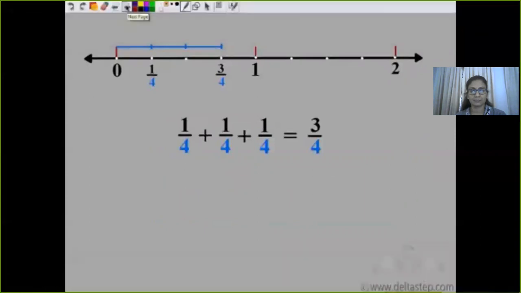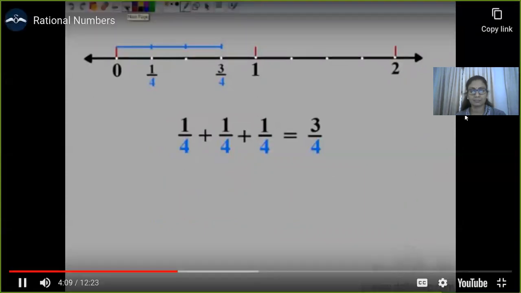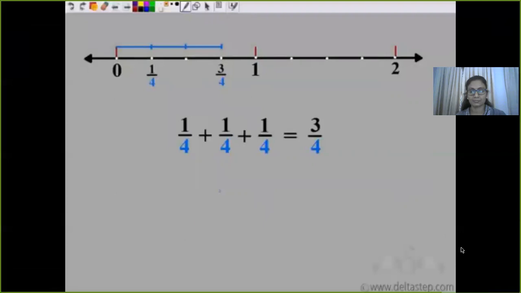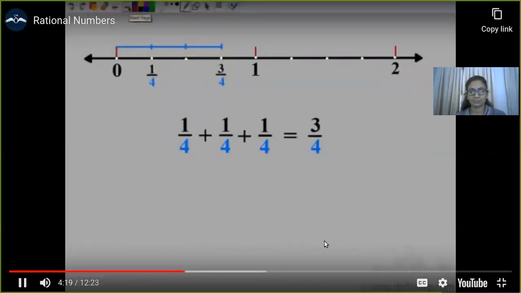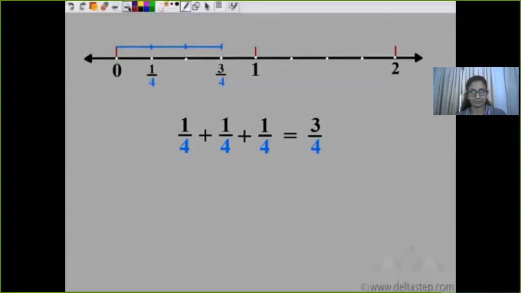So if I add one more 1 by 4, I get 1 by 4 plus 1 by 4 plus 1 by 4, which is 3 by 4. So what they observed is that this fraction 3 by 4 did not have 1 at the top. The number at the top was not 1. It was no more a unit fraction. They got very common later on, and hence they were called common fractions.